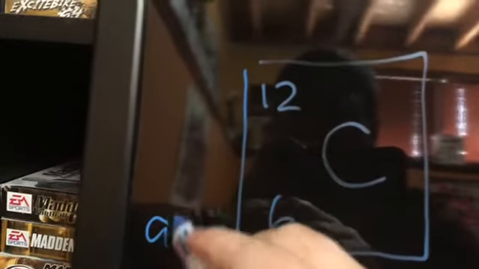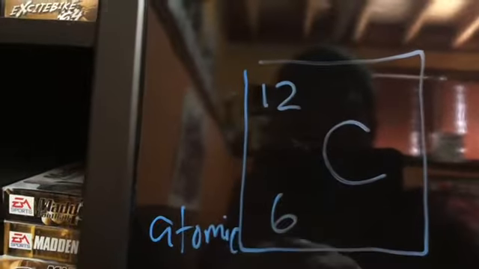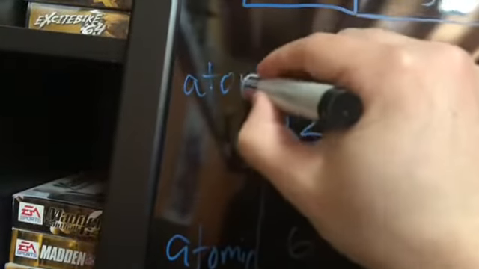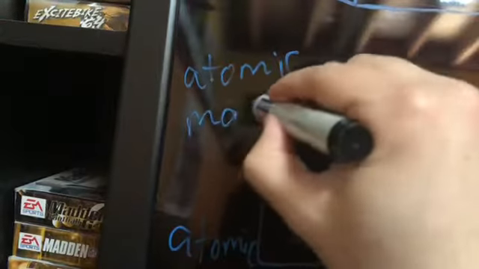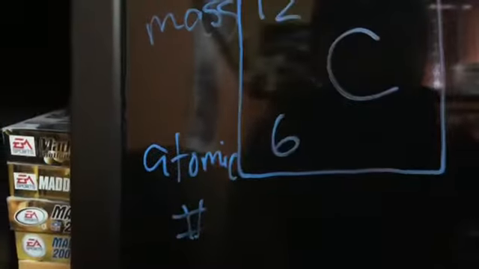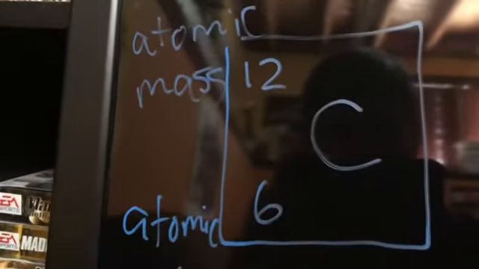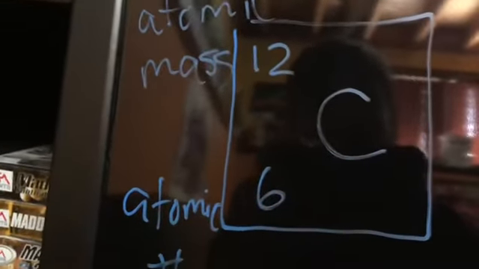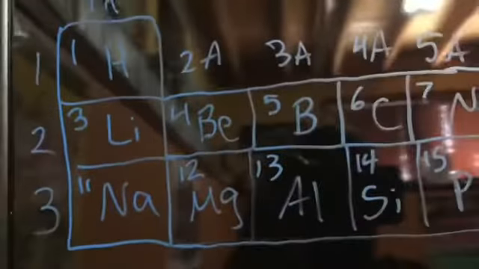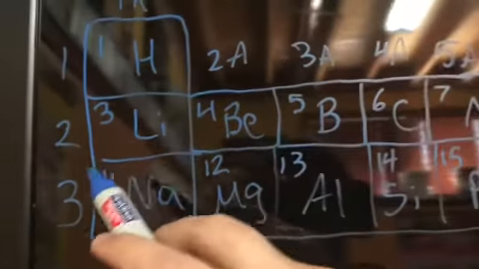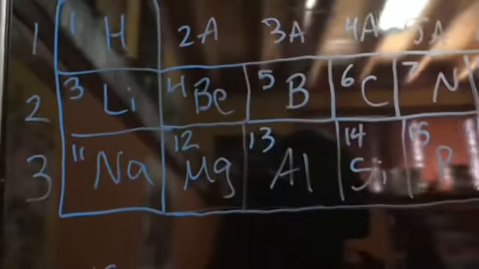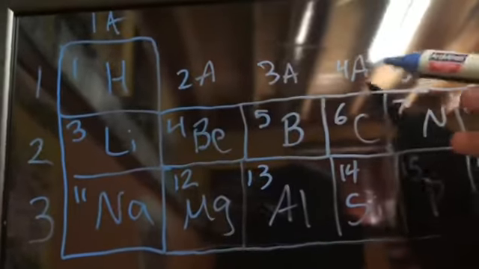So here's carbon. Carbon has an atomic number of 6, and it has an atomic mass of 12. So remember, the atomic number is how many protons and how many electrons there are. The atomic mass is the number of protons plus the number of neutrons. So if we look here in the periodic table, here is carbon. Carbon is in row 2, which means that it will have 2 shells in its Bohr diagram. And it is in column 4A, so it's going to have 4 valence electrons.